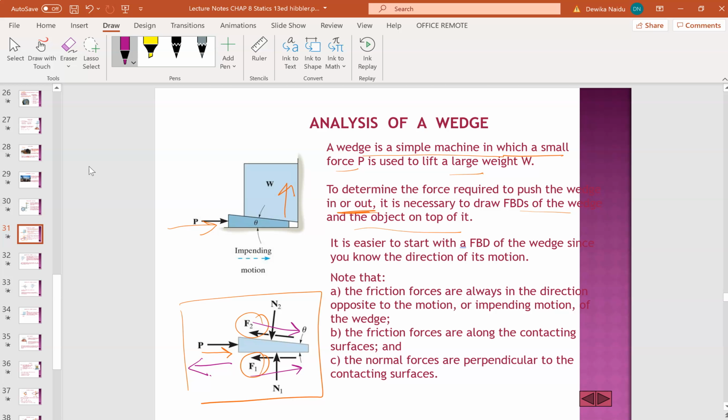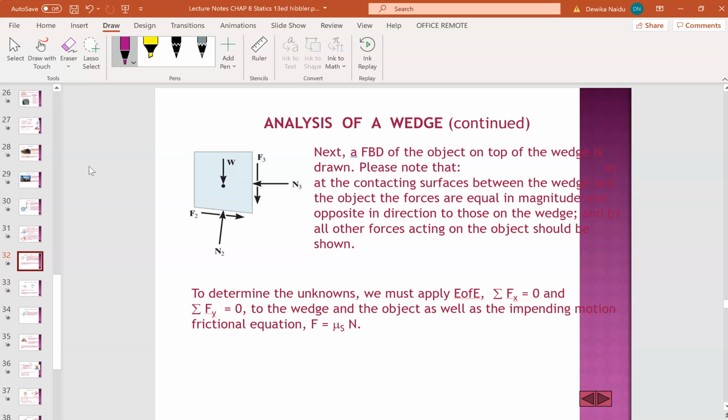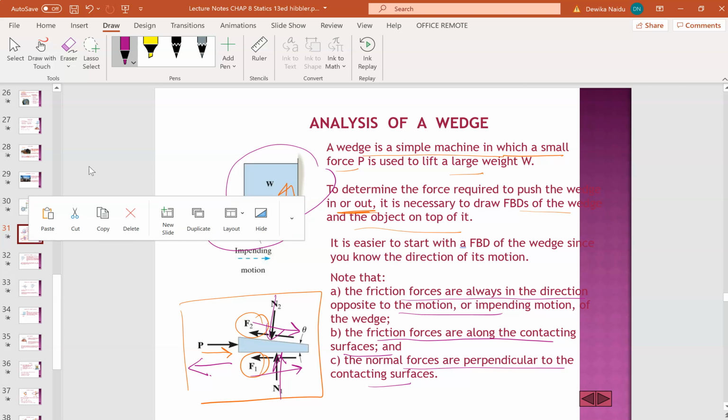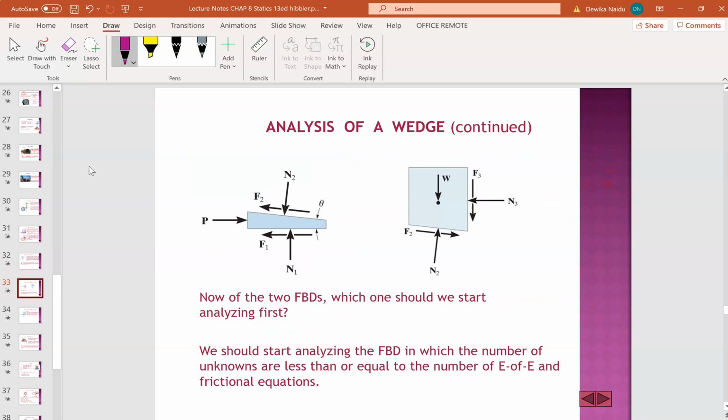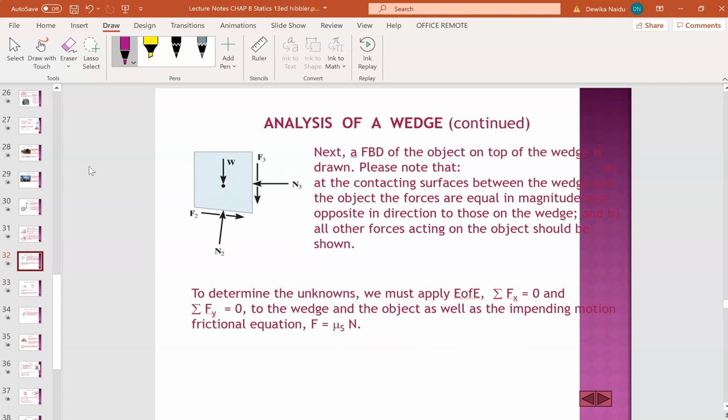Later, I will show you the combination drawing for both the wedge and the object. Friction force is always in the direction opposite to motion. The friction force is along the contacting surface, and the normal force is perpendicular, always 90 degrees to the surface. Now I should get something which is actually combined, then you can see the whole thing. Okay, let's keep this. This is a good thing.